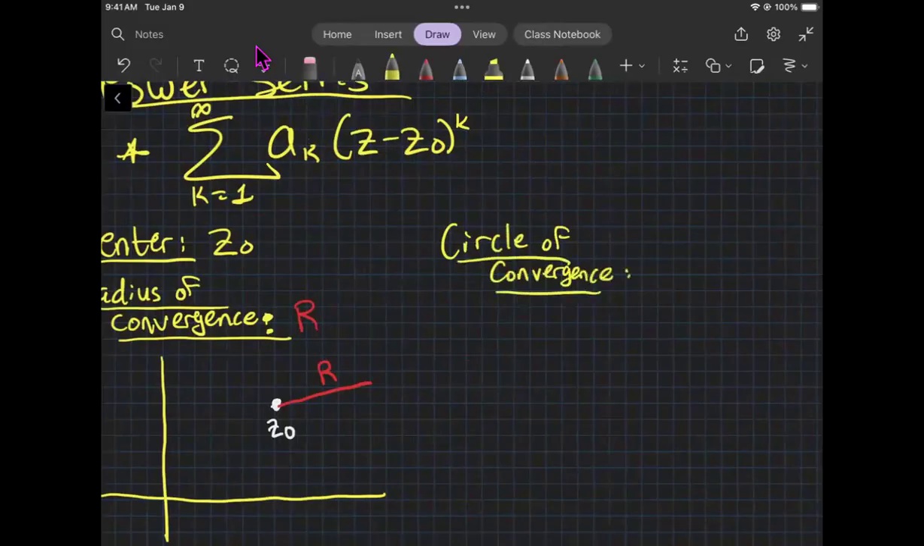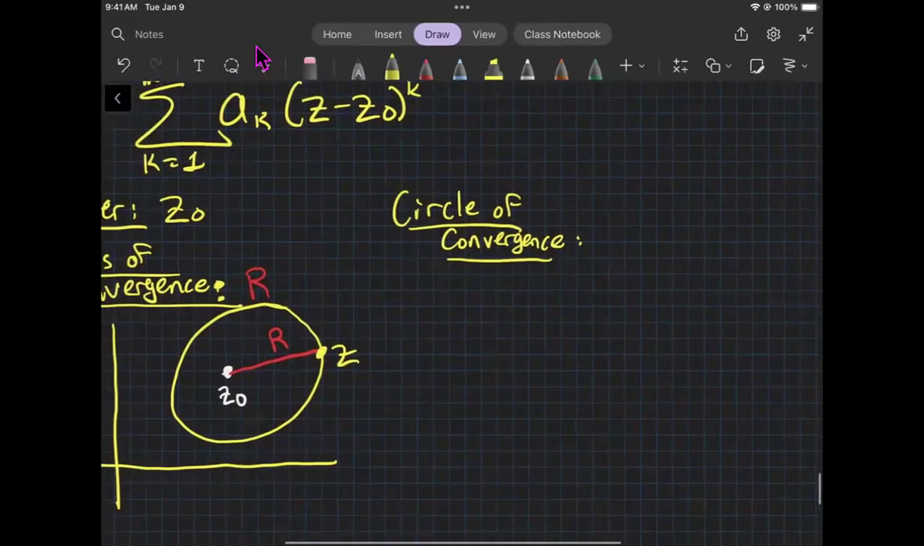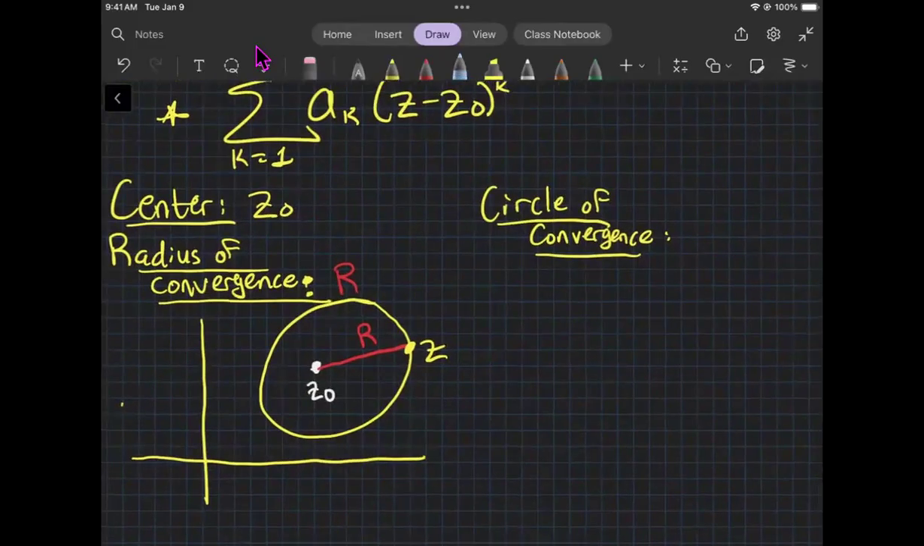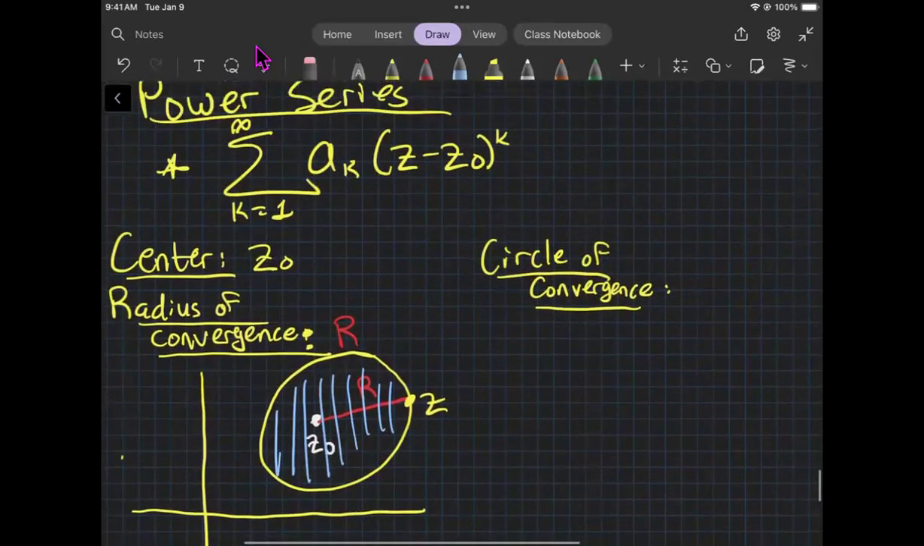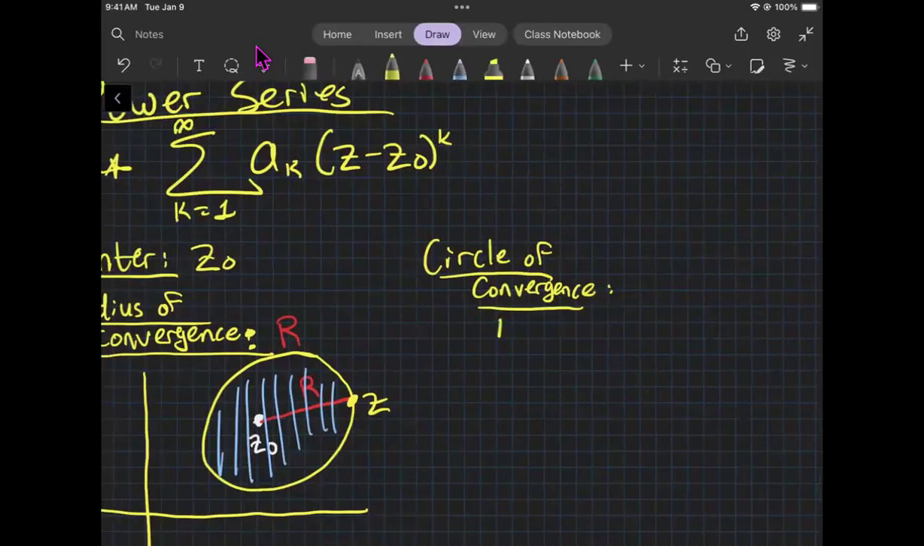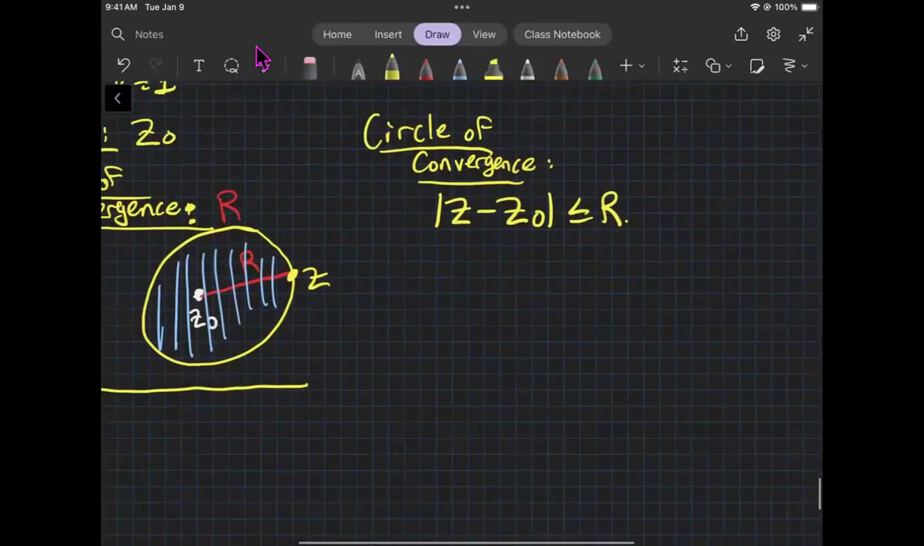That interval is a circle of convergence. So it's called a circle of convergence, and it will be points on or possibly on the bound. So it'll be points inside and possibly on the unit circle that will cause the power series to converge. So the circle of convergence would be the modulus of z minus z naught is less than or equal to R. Okay, so we'll have a circle of convergence.